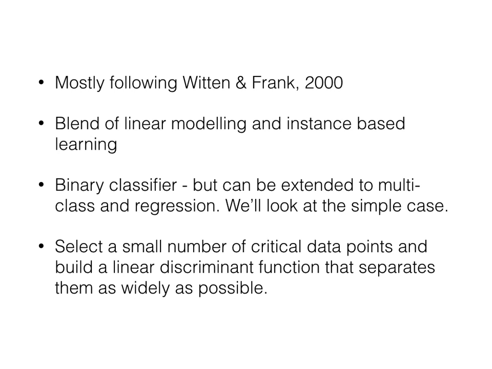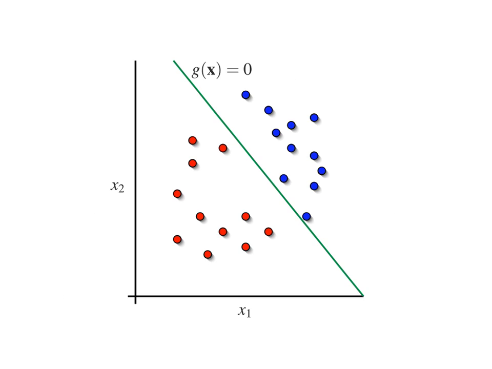The idea with support vector machines is we select a small number of critical data points, and then we build a linear discriminant function that separates those data points as widely as possible. So the trick is to choose the critical data points. And what's quite special is that we can ignore all the other data points. We only really care about these critical data points.